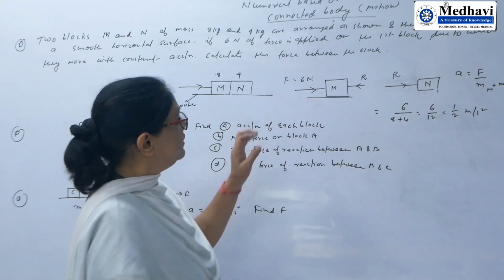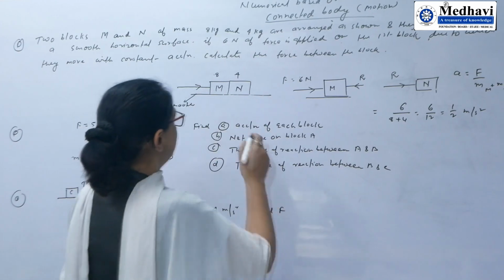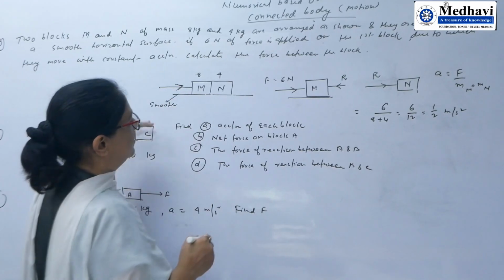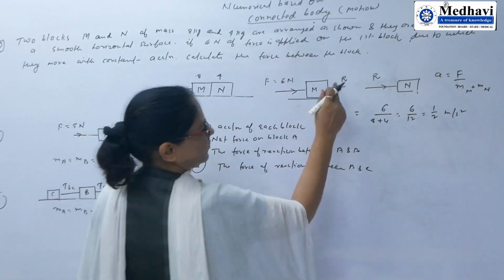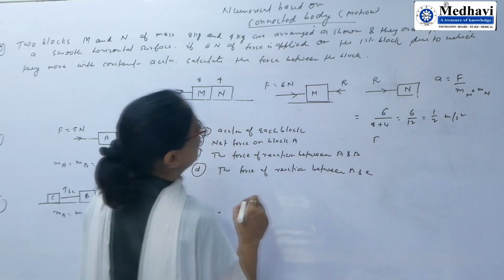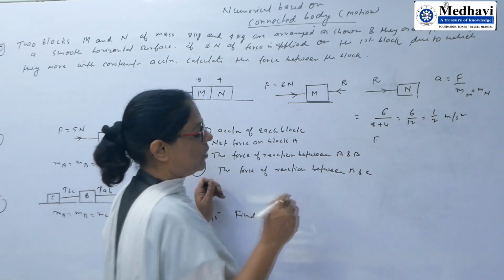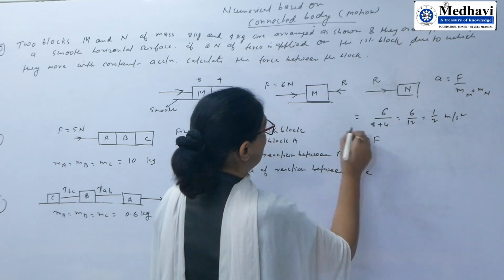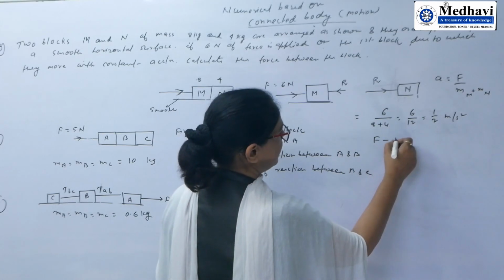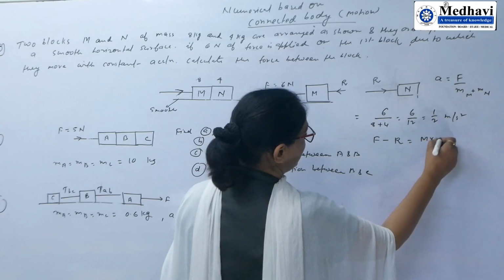Now what is the net force on M? As the body is in motion, that means this force is powerful and this force is weak. The question is, calculate the force between the blocks. So you have to draw the net force acting on M, so you can write F minus R is equal to M into A.